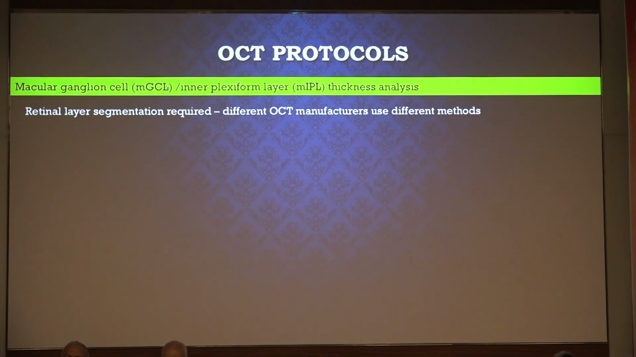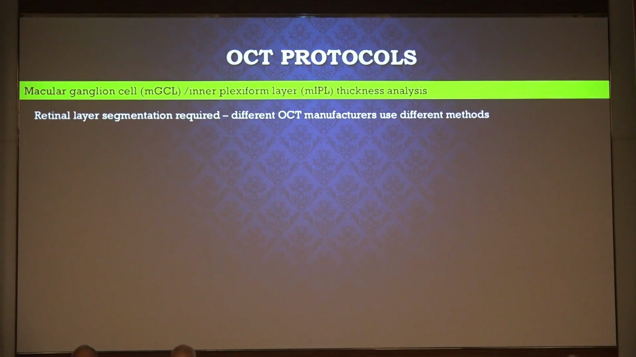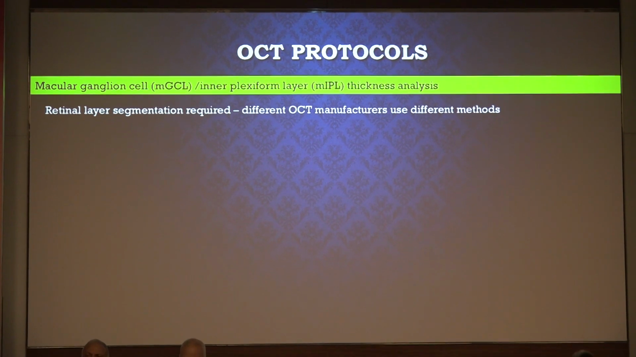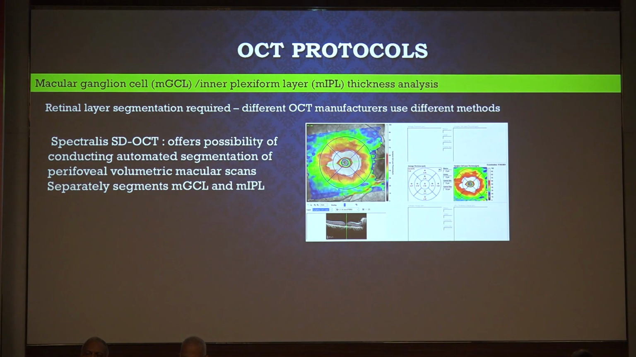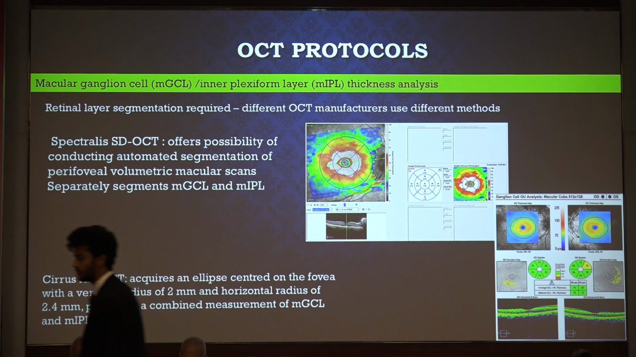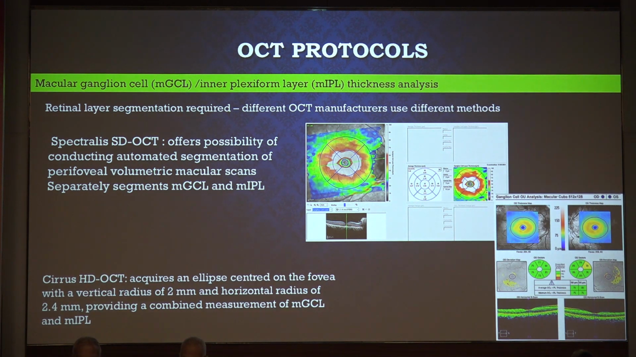Coming to the ganglion cell and inner plexiform layer thickness analysis, this can be done by a machine which has this feature, that is retinal layer segmentation. In Spectralis, we can get the ganglion cell and inner plexiform layer thickness separately, whereas in Cirrus, it's given as a combined value. In Cirrus, this calculation is done around an ellipse that captures the averages here. In Spectralis, it's a circle around 2 millimeter in radius.